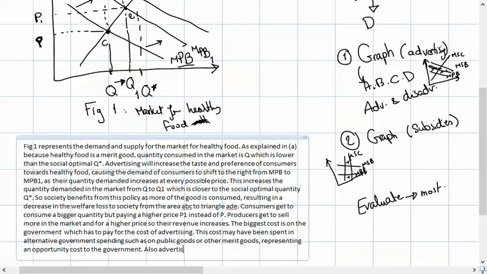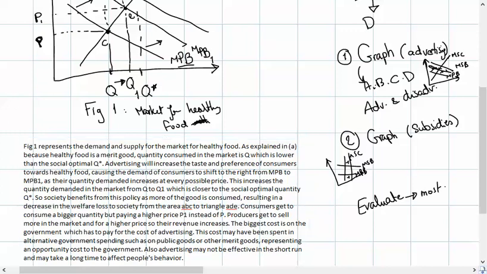Also, advertising may not be effective in the short run and may take a long time to affect people's behavior. So this is our analysis of advertising. Now we then go to subsidies.